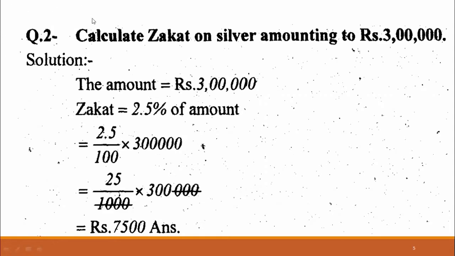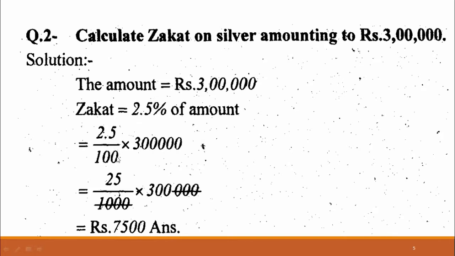Now, the next example: calculate zakat on silver amounting to Rs 3 lakh, 300,000. Dear students, this is similar to the previous problem. The total amount is 300,000 rupees, and we know that the rate of zakat for 100 rupees is 2.5. 2.5% means the rate of zakat for 100 rupees is 2.5. So 2.5% means 2.5 by 100.